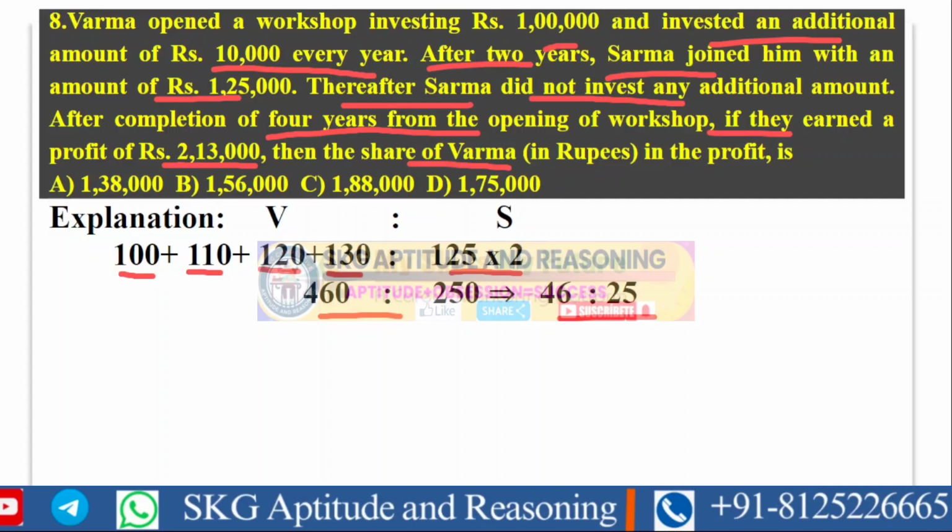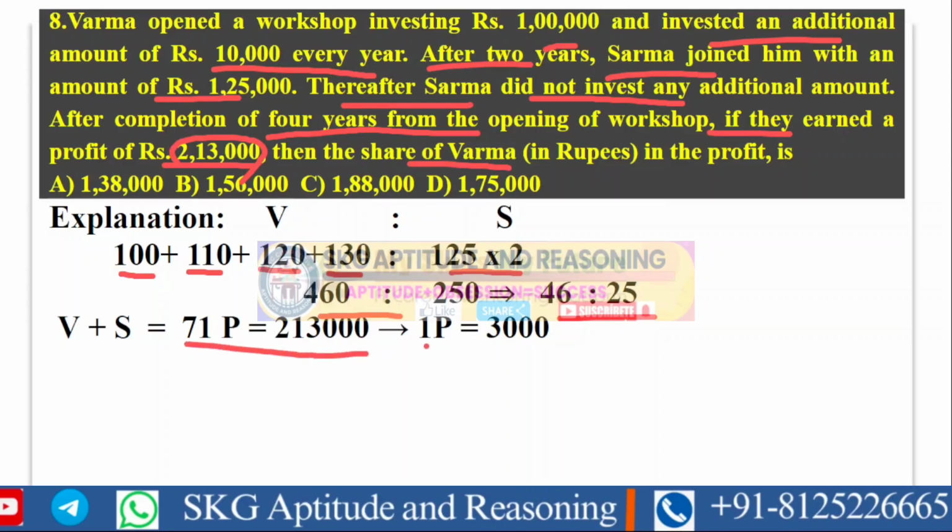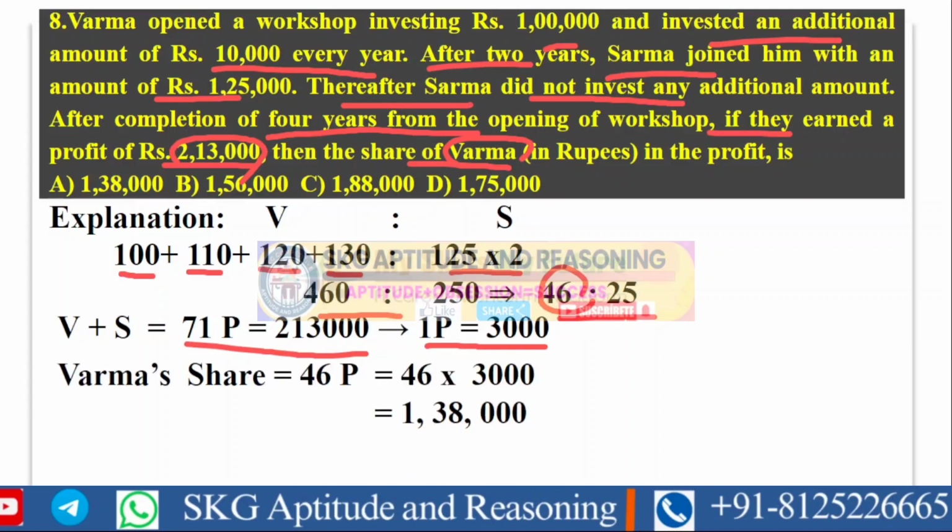So the total profit he gave us is 2,13,000, which means 71 parts will be equal to 2,13,000, which means one part will be equal to 3,000. What is the question asking? What is the share of Verma? So the share of Verma is 46 parts. One part is 3,000. So 46 parts value is 46 into 3,000, which equals 1,38,000. So the profit received by Verma in the total profit is 1,38,000, which is presented in option A.